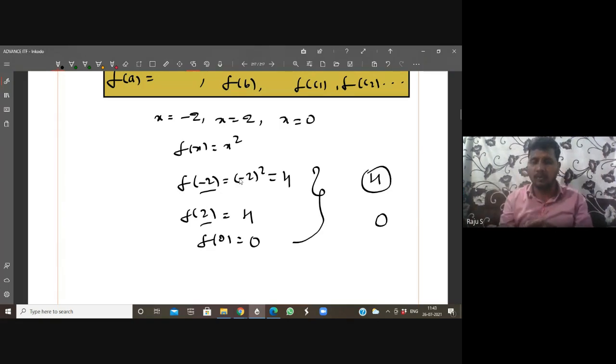The value is 4. Here 0 is called absolute minima, and the point x equal to 0 is called the point of minima. The minimum value is 0. Here the points of maxima are minus 2 and 2, and the maximum value is 4. Points of maxima and minima are given by x values, and the maximum value and minimum value are given by f of x, or else y. This f of 2 is called y also.